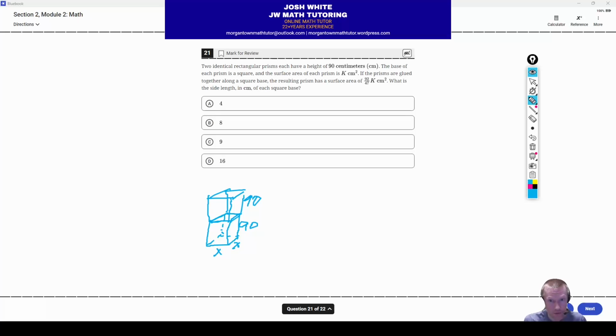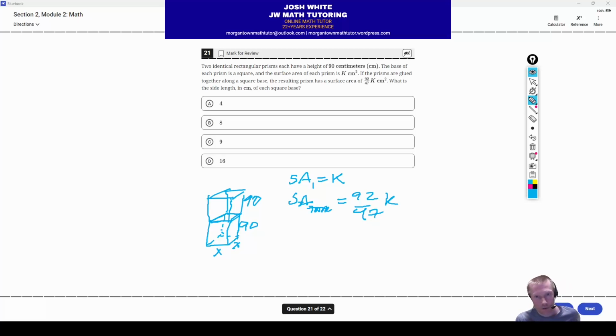Okay, and the 2 pieces of information they give us is the surface area for each prism. So the surface area for one is just this capital K. And if they're glued together, the total surface area of the total picture is 92 over 47K. All right, so here's what we have to do.